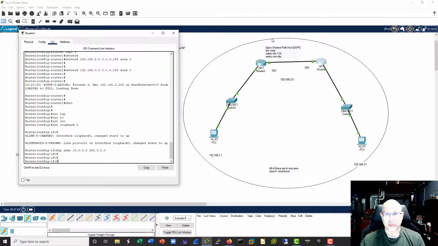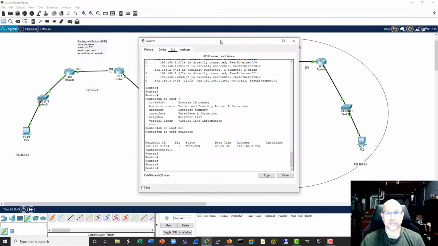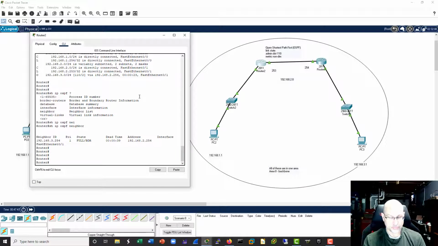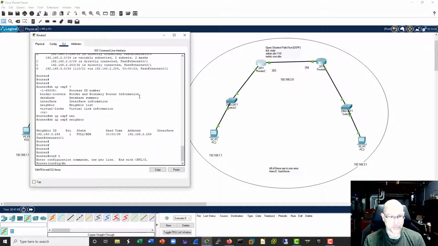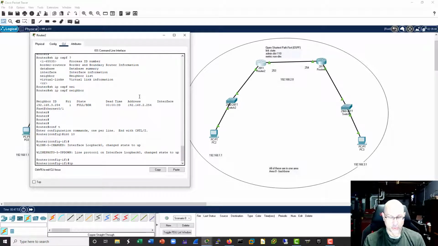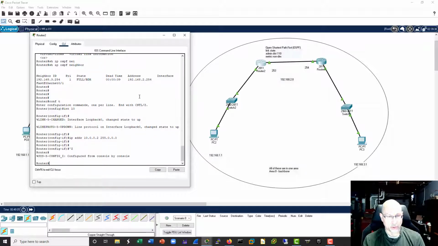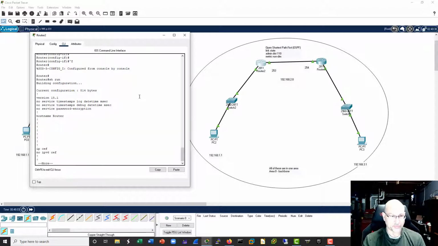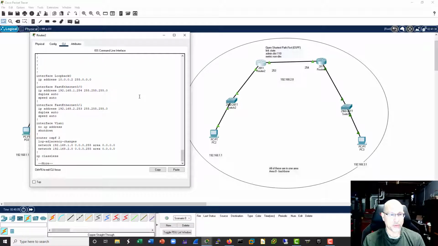Okay. Let's do the same thing on router 2. Int L0, and this one will be 10.0.0.2. Okay. Now, what does that look like in my configuration? It's just another interface. Now, it's a logical interface.